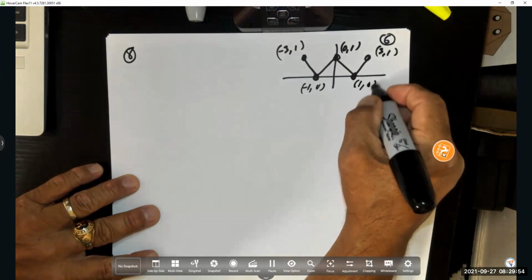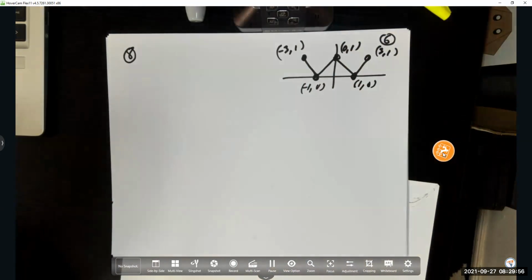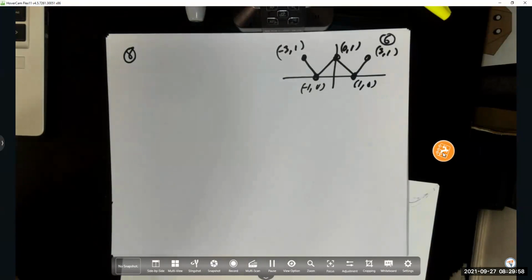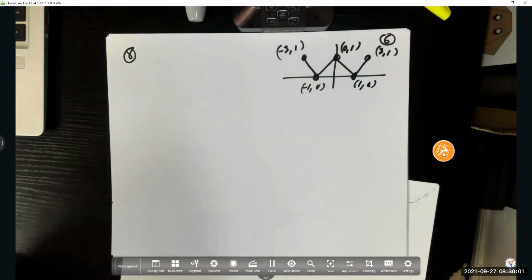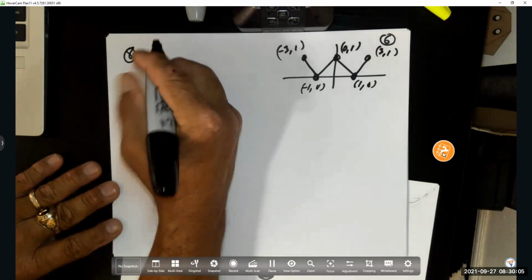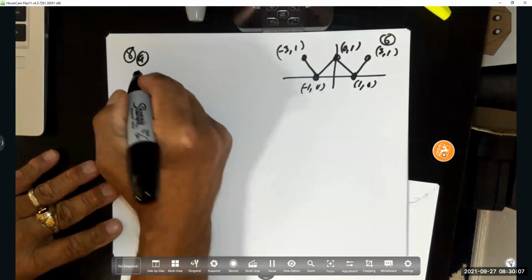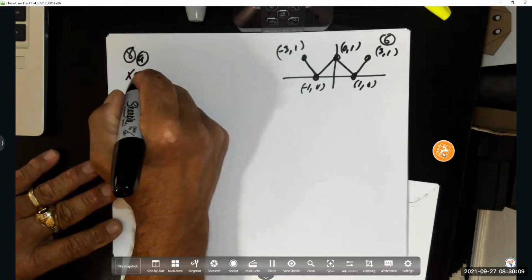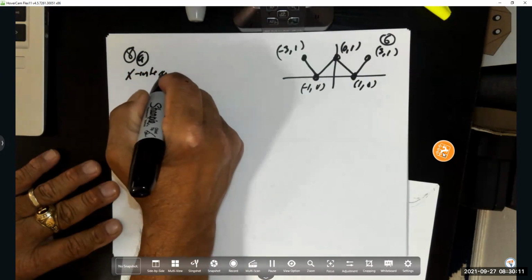It's gonna be 1, 0. Okay, so those are all the dots that belong to that graph right there. So now I'm gonna tell you what they're gonna ask you, the questions. Let me get them out here. 8A is gonna say find the x-intercepts.